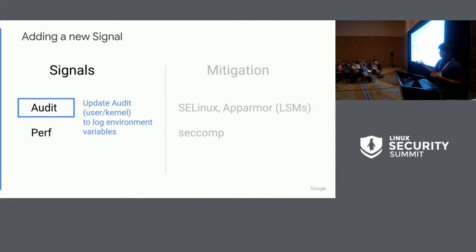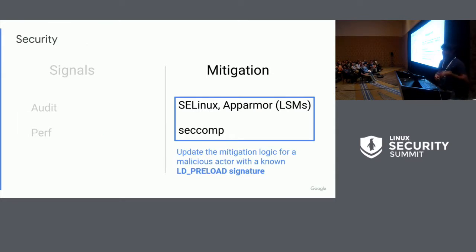Let's say there's a particular malicious actor that has a certain LD_PRELOAD signature, and now you want to update the LSM. The mitigation is kind of disjoint at this stage from the signaling aspect. So you open up the LSM, you update the policy language for, say, SELinux or AppArmor, you add detection or mitigation logic to seccomp, and by that time the vulnerability has already moved on, and you're one step behind. So that's the primary motivation: to make signaling and mitigation work well together.